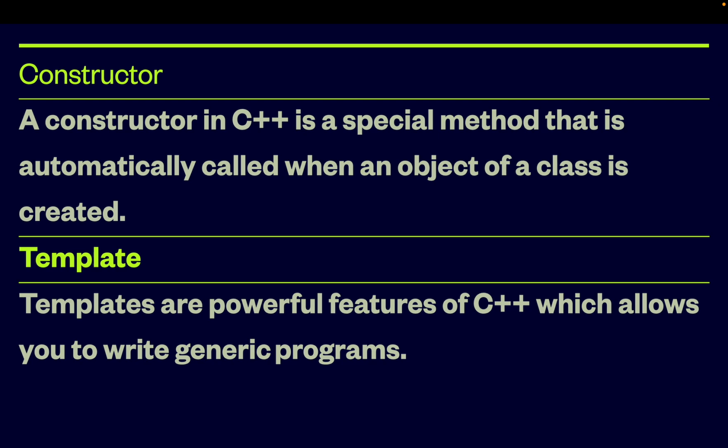Then we have a constructor. A constructor in C++ is a special method that is automatically called when an object of a class is created. So it is automatically called to initialize some values, default values. It is of three types: parameterized, non-parameterized, and a copy constructor.